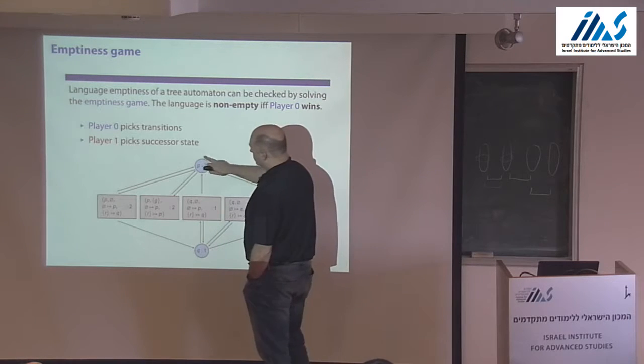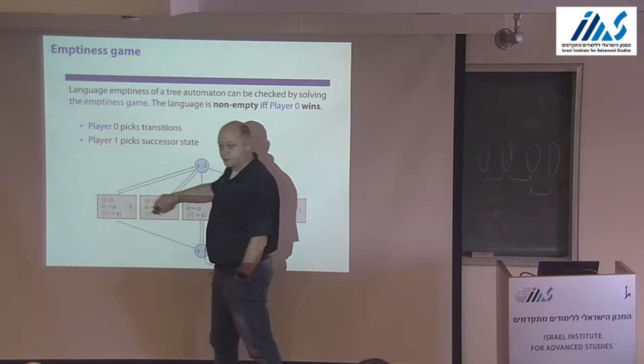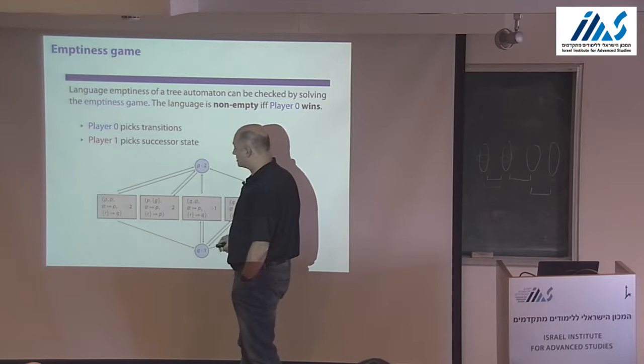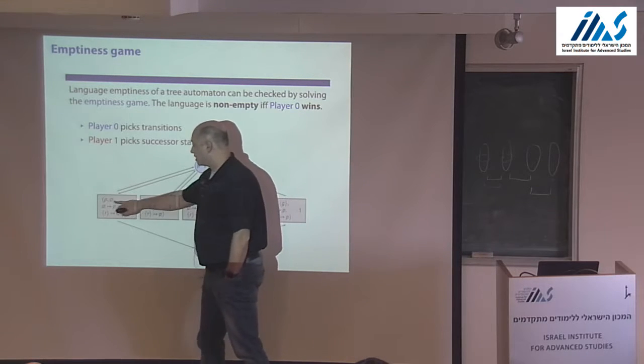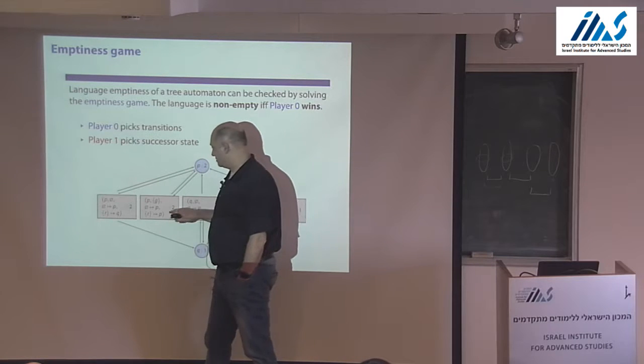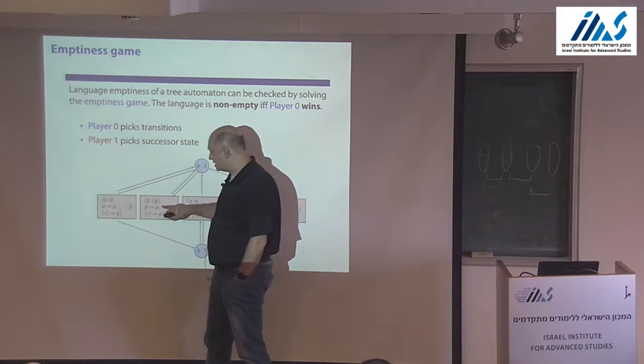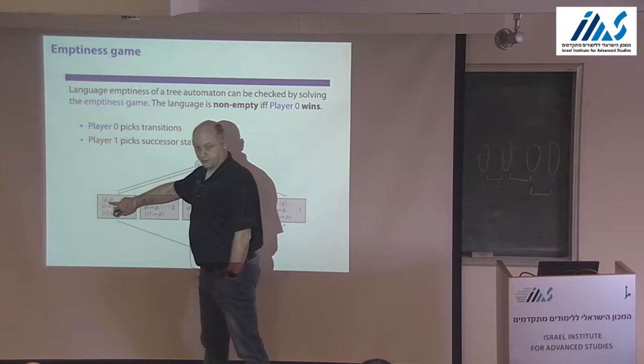Now, because player 0 gets to choose between those two transitions, he first of all chooses what the output of the system is going to be, right? Because that's the label on the tree. So if he goes here, then there won't be a grant.